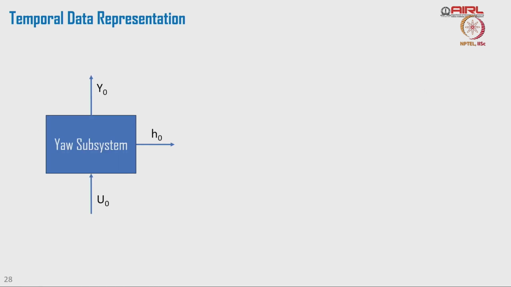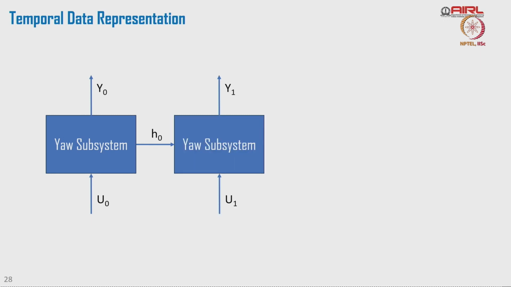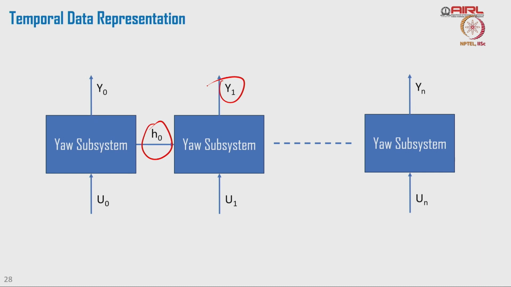But in a temporal data representation, when the second time step comes into the picture, the previous state of the system will influence the output y1. If I say there is no temporal dependency, u1 and y1 are independent quantities. But actually in a dynamical system, y1 depends not only on the current input but also on the previous state of the system. We have to take care of that.